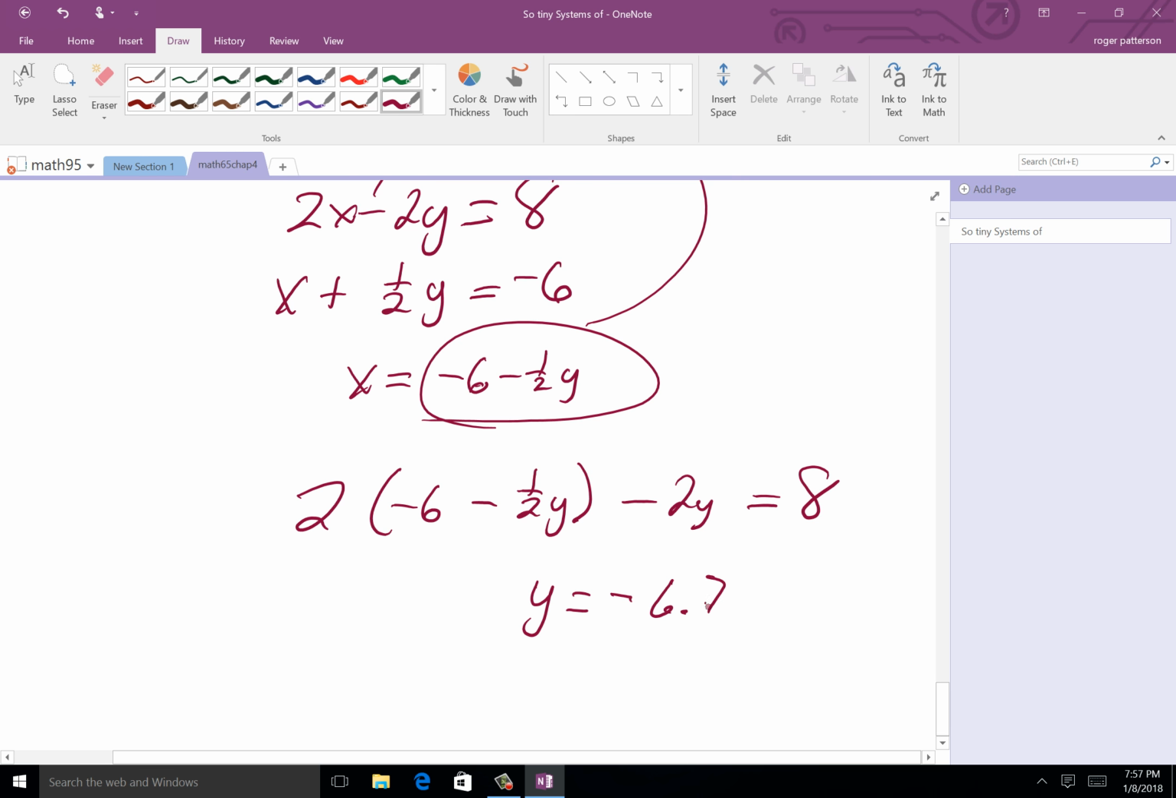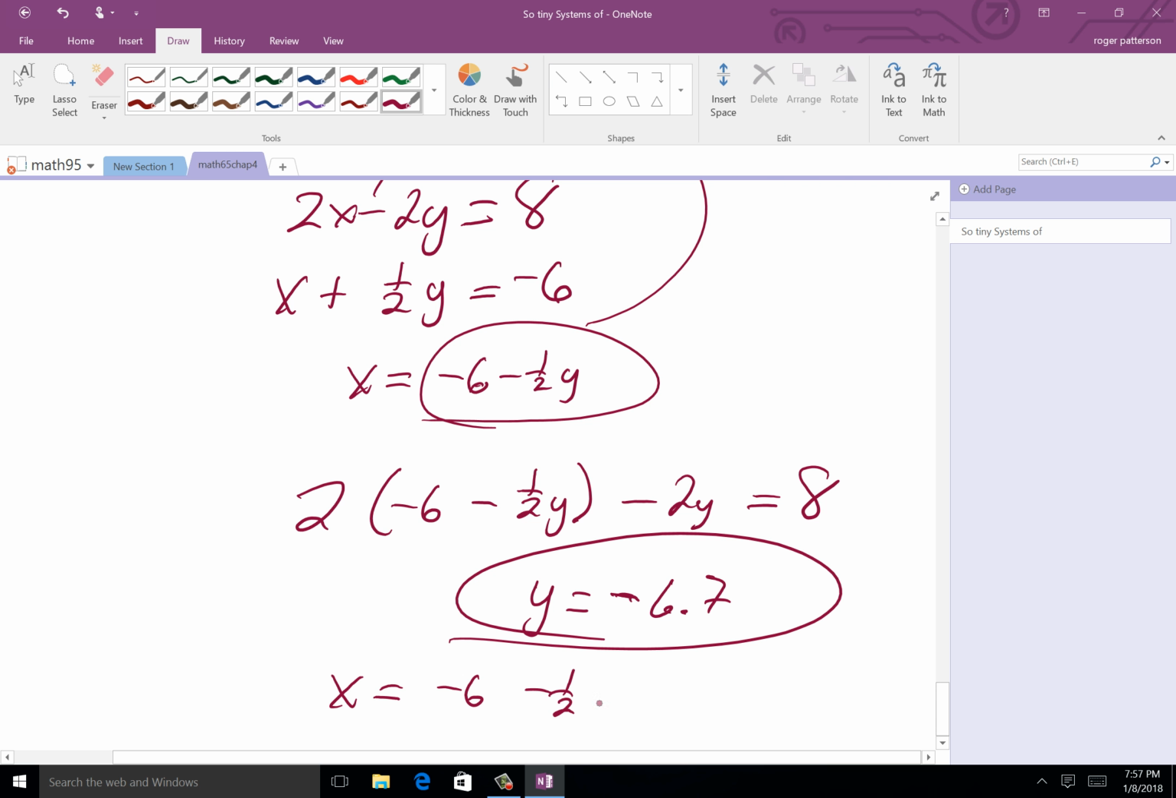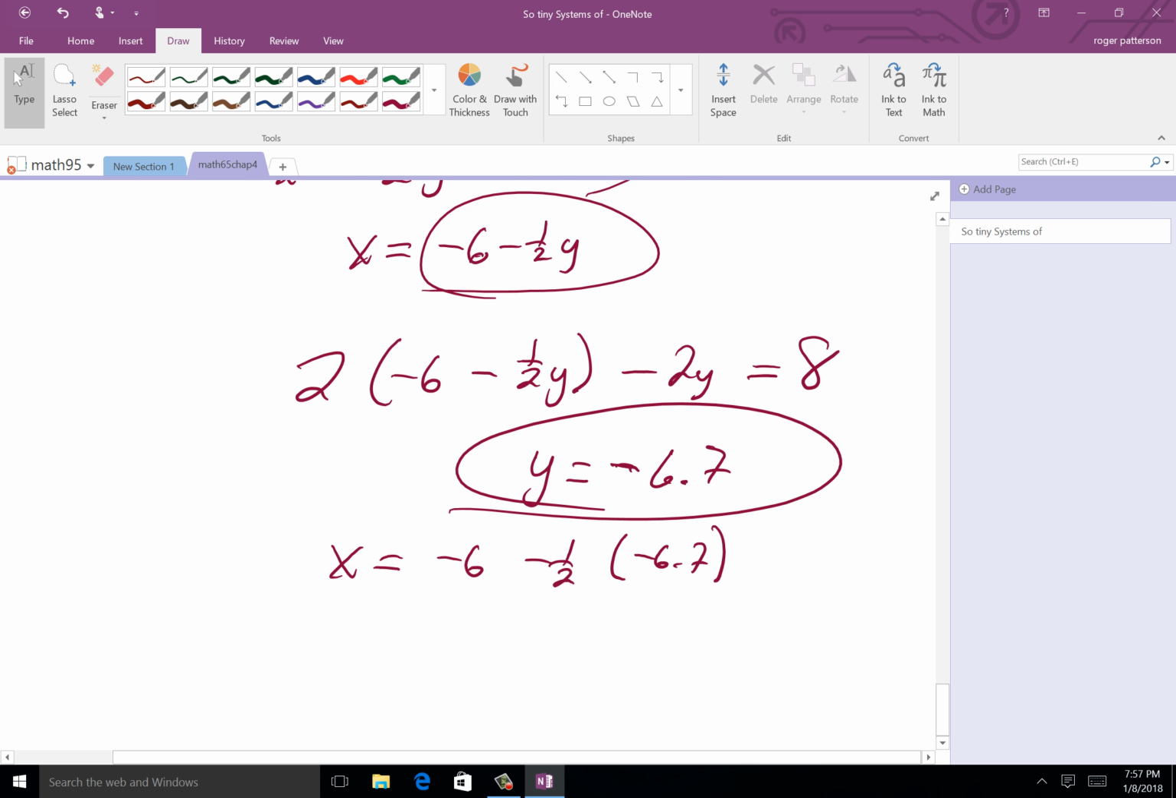6.7? Okay. That's negative, correct? Okay, we're good with that? Alright, there's my y. Now I'm going to put that in for my x. X equals negative 6 minus 1/2 times negative 6.7. What does x turn out to be? Something in the 9s? Negative 9.3. Okay. Desmos graph it. Should verify it. Alright. Cool.